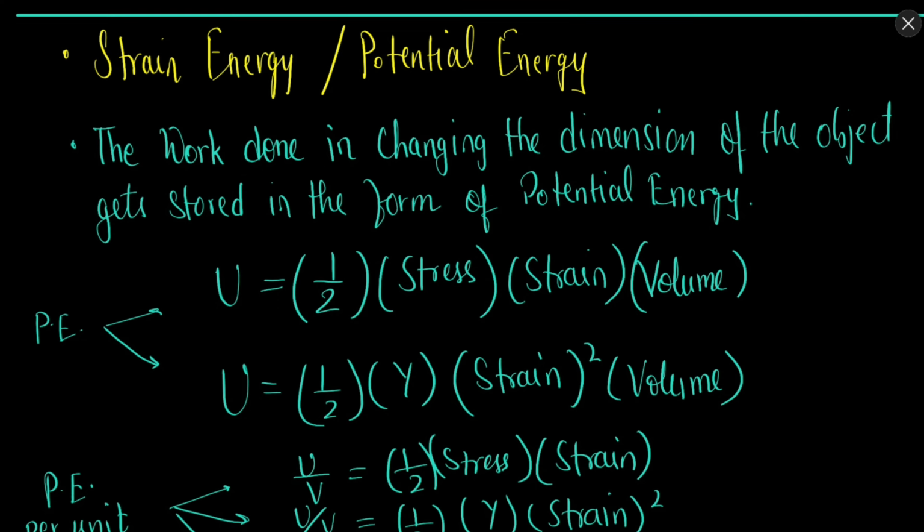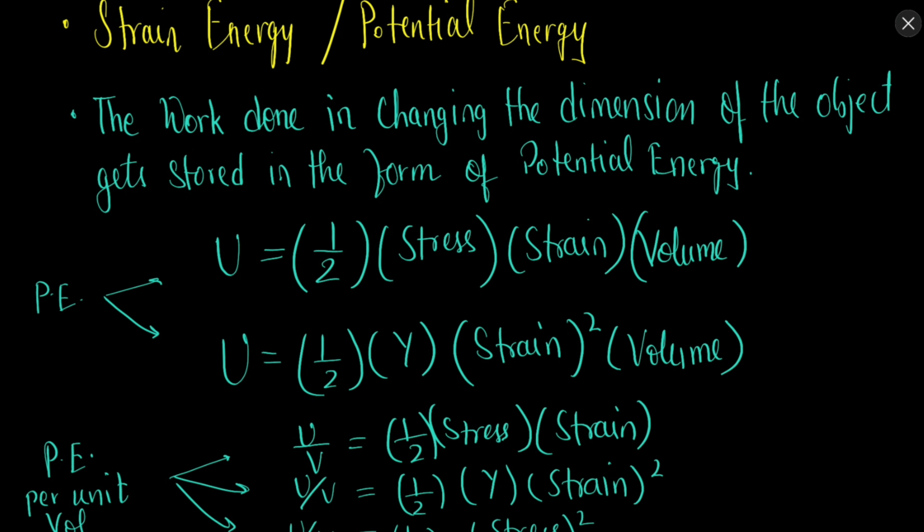Now that we have understood stress and strain, we can understand the concept of potential energy, or strain energy. Whenever the dimensions of the solid change, the distance between the atoms and molecules also changes, and because of that there is potential energy, or strain energy. The work done in changing the dimensions of an object gets stored in the form of potential energy. And if the object is elastic, then this potential energy helps the object regain its original shape.